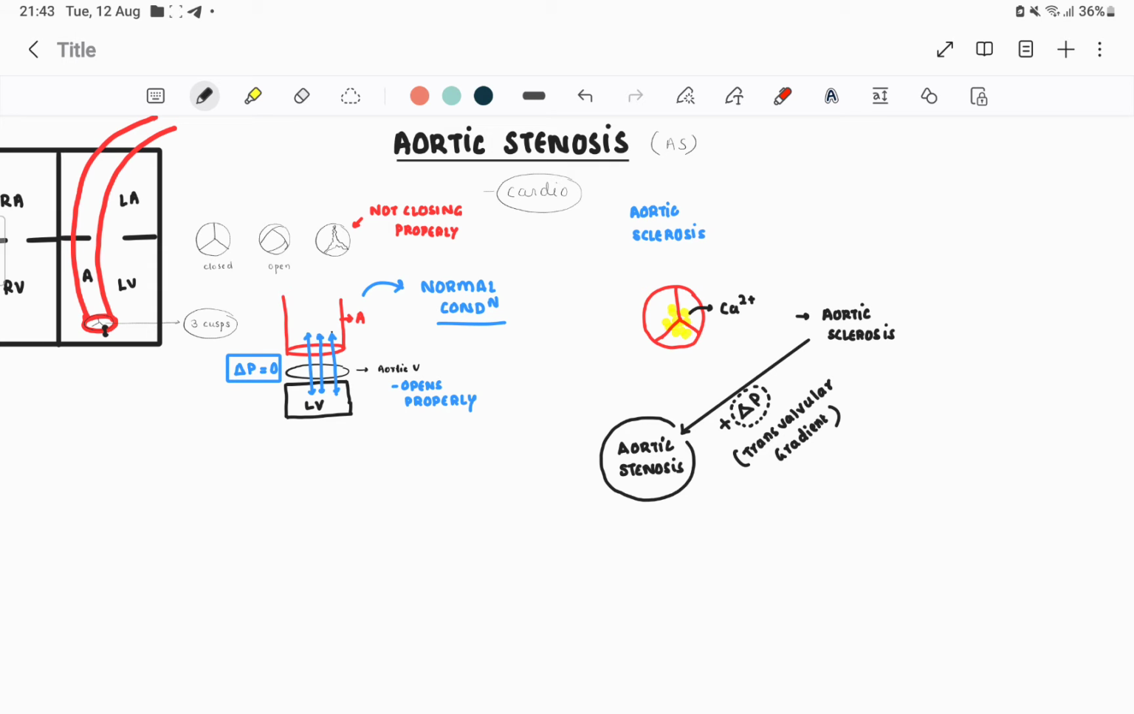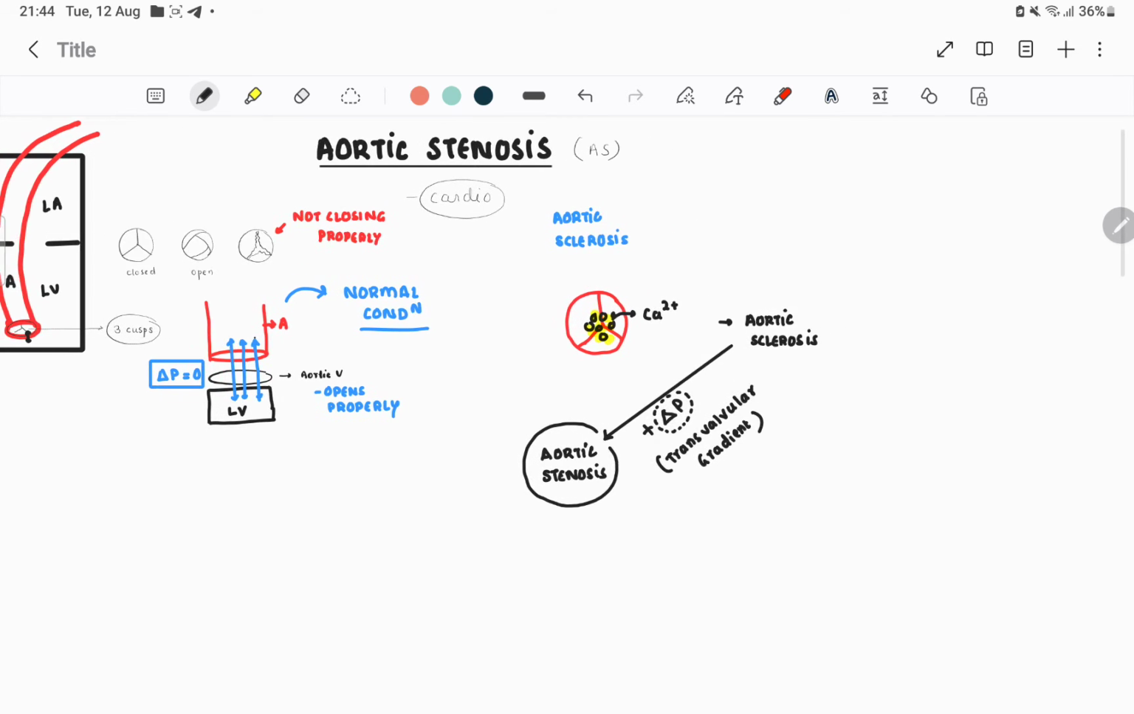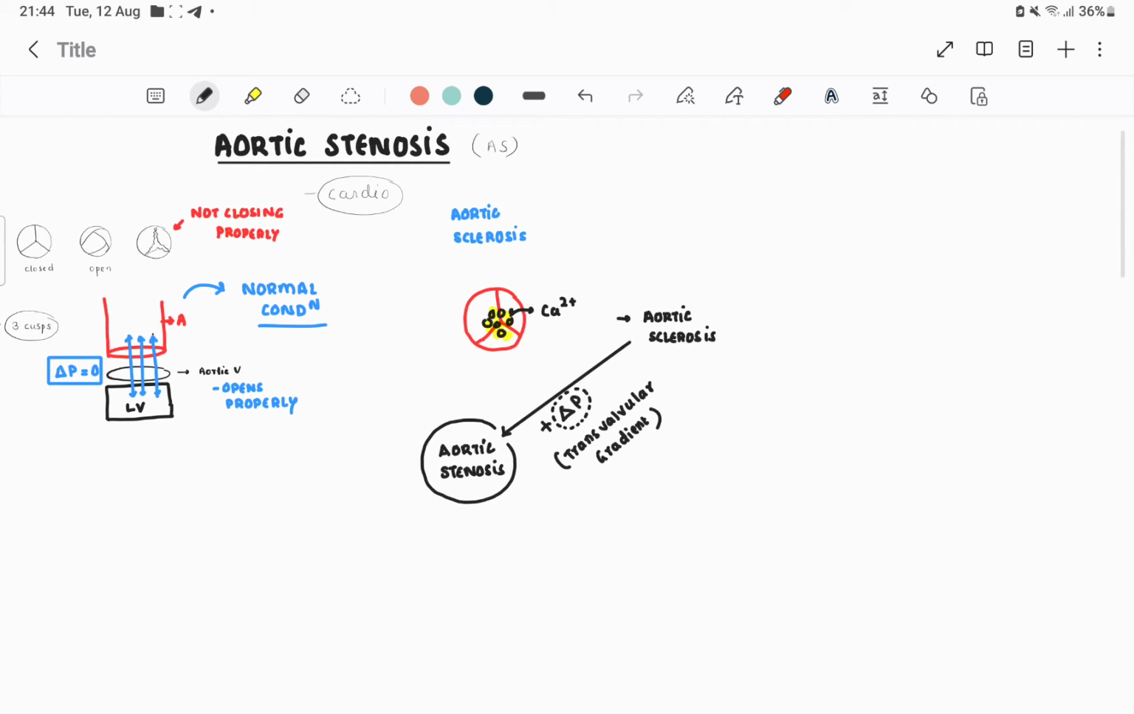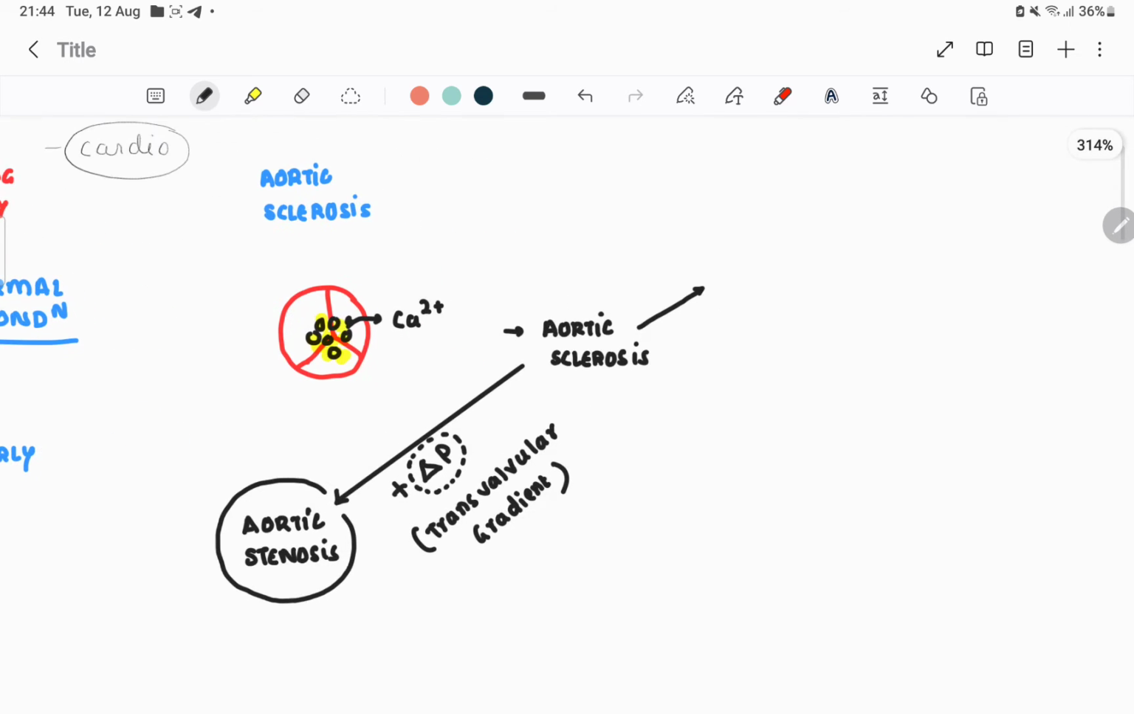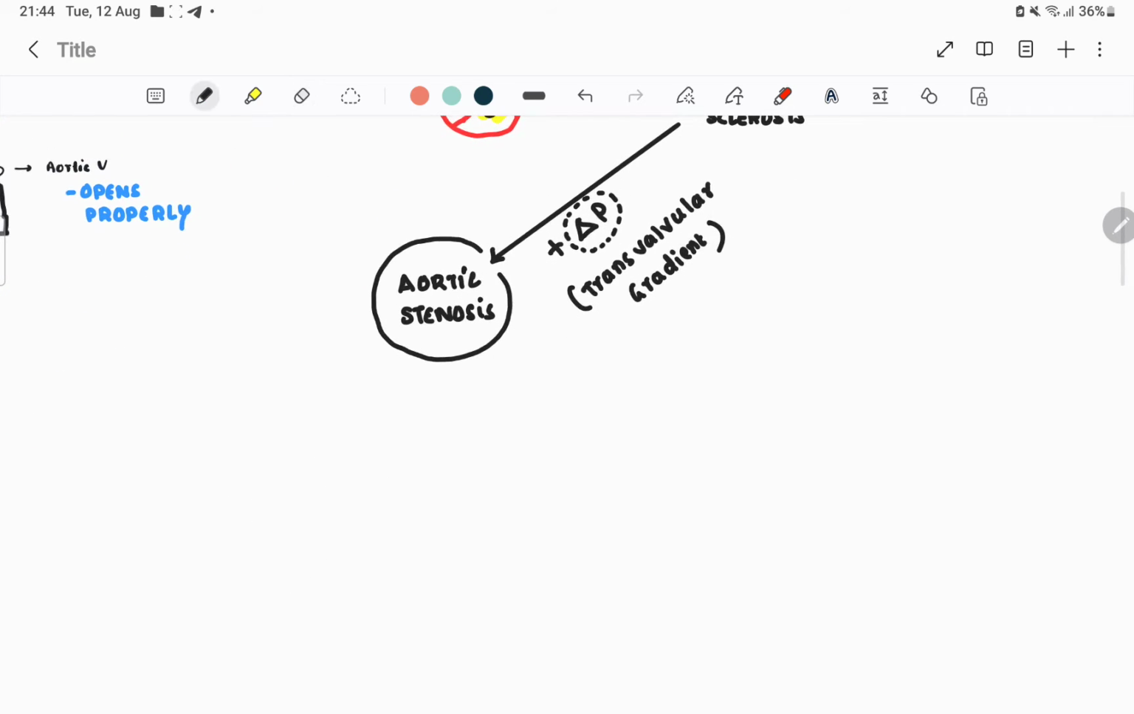If there is no pressure gradient, then it is just an inflammatory process with calcium deposition, with lipoprotein deposition. This is aortic sclerosis only. So don't get confused. The treatment of aortic stenosis, not sclerosis, is valve replacement, aortic valve replacement.